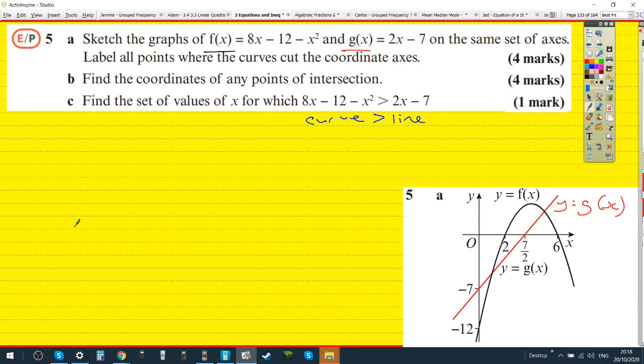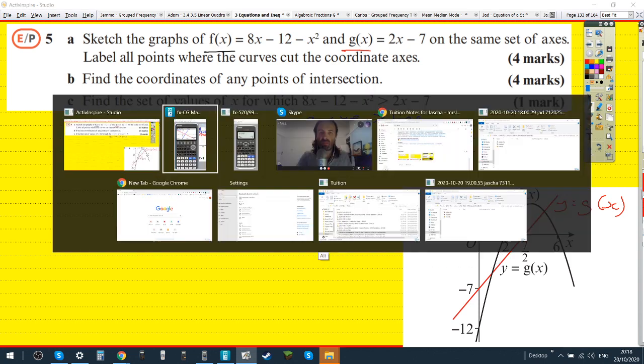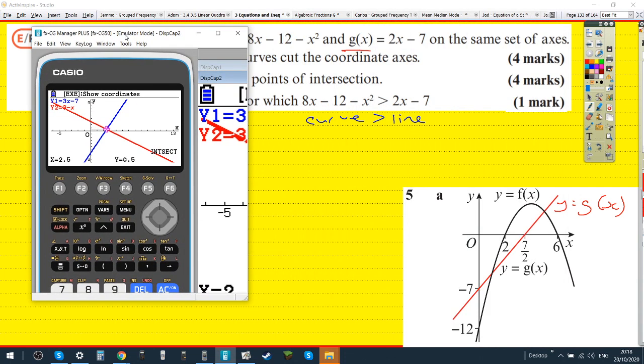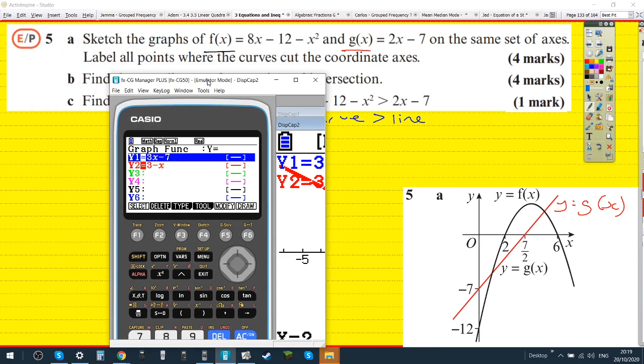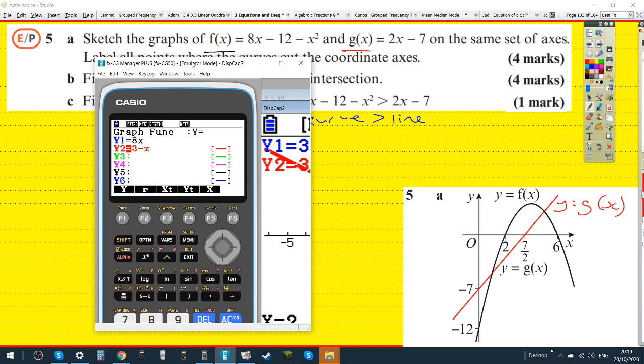So I suppose we need... Did this graph tell us the points of intersection? I don't think it did. That's not very good. Let me exit that. I have to delete these two. So we want 8x minus 12 minus x squared. We also want 2x minus 7.